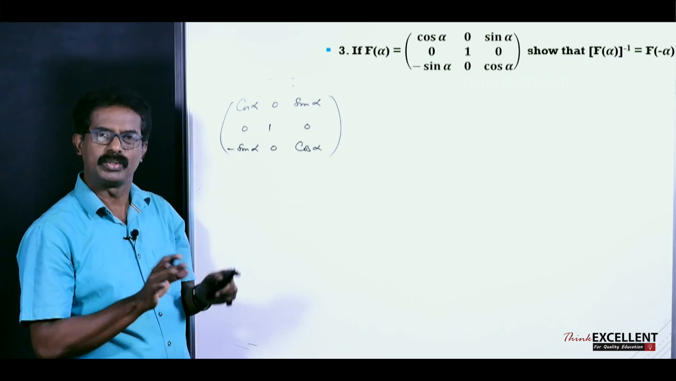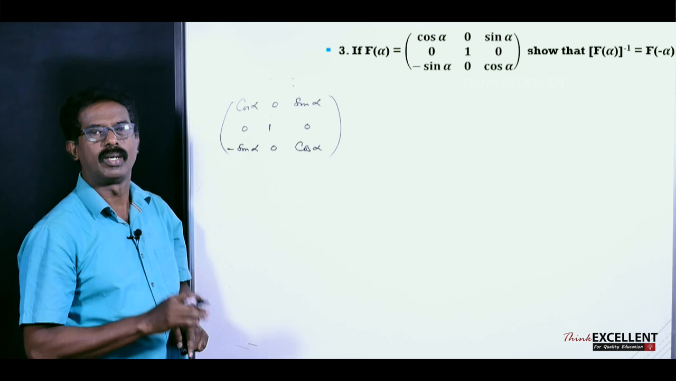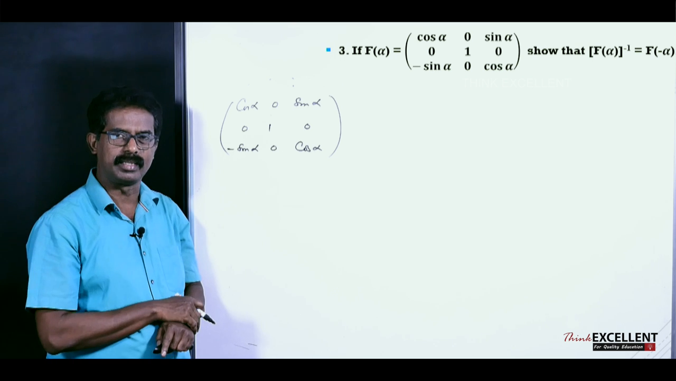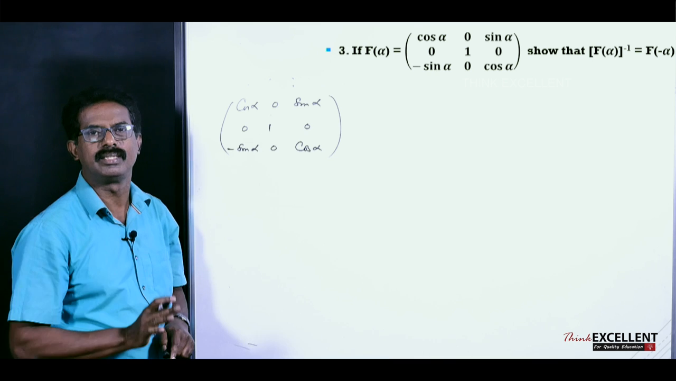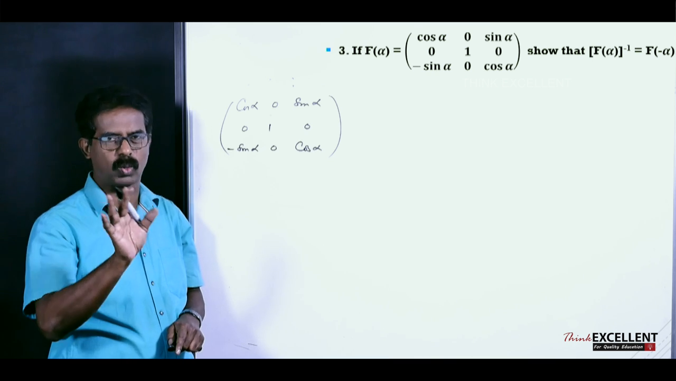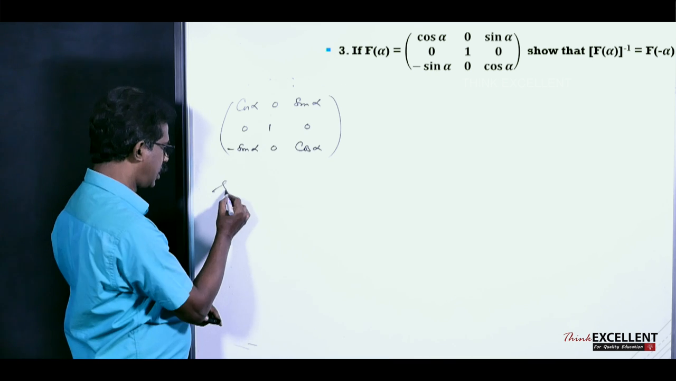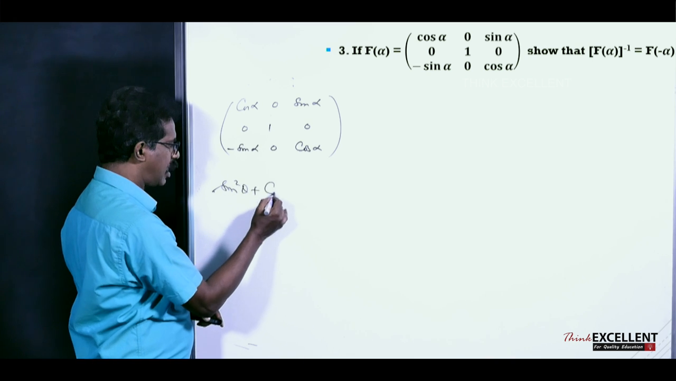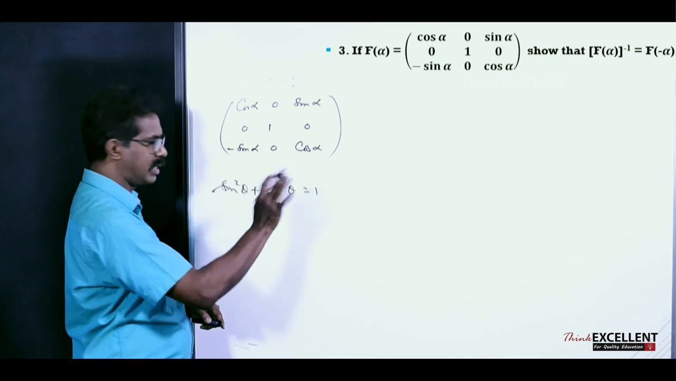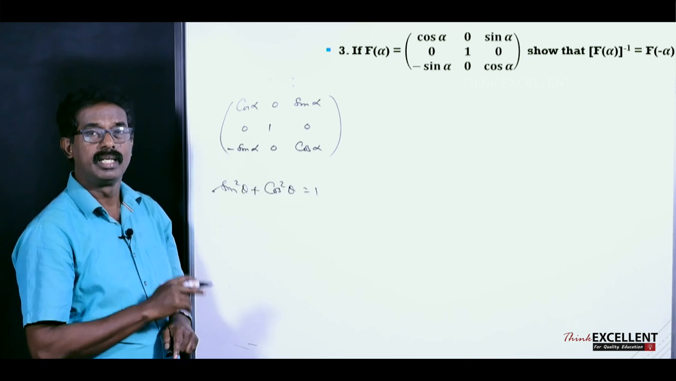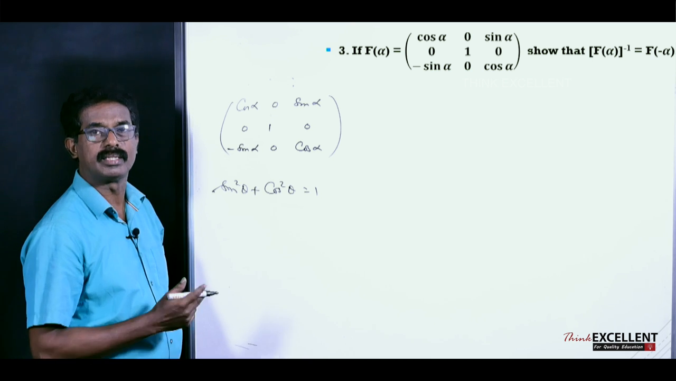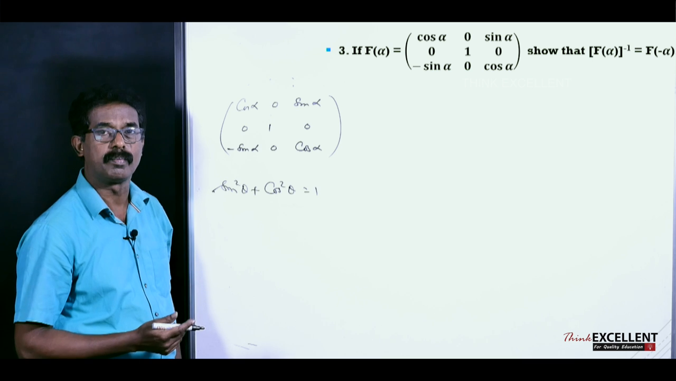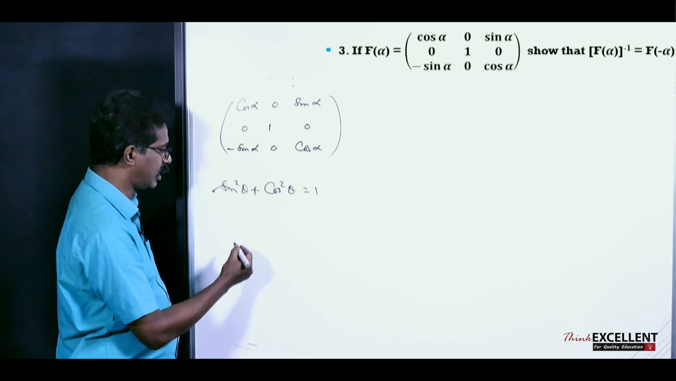So what we are using, I'll tell you, listen here. One simple trigonometric identity: sine square theta plus cos square theta is 1, right? That result you need. Then minus theta, you studied even in 9th standard. What is sine minus theta? Minus sine, sorry, you studied in 11th, right?